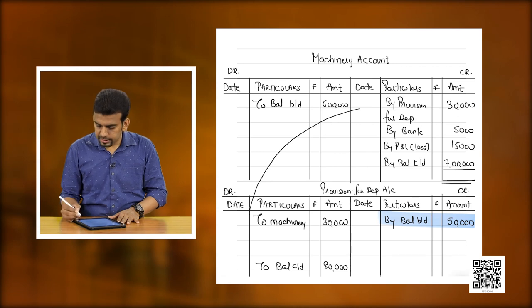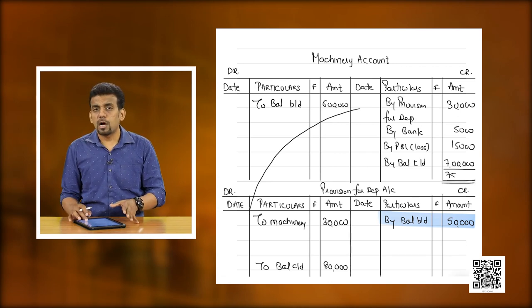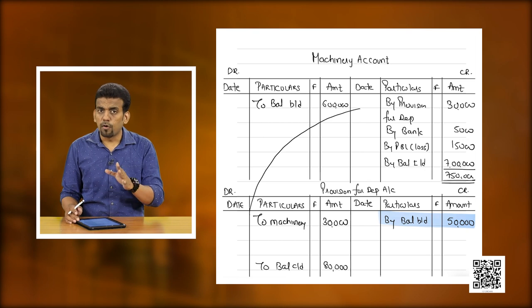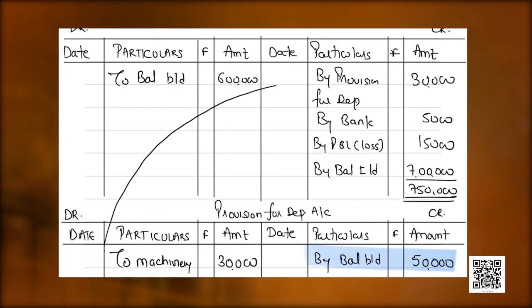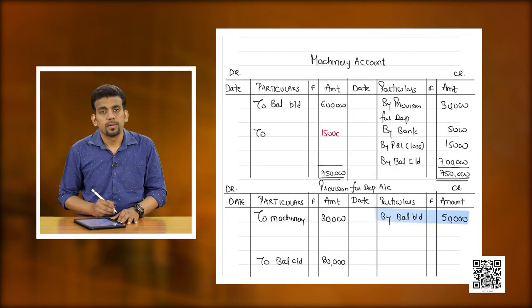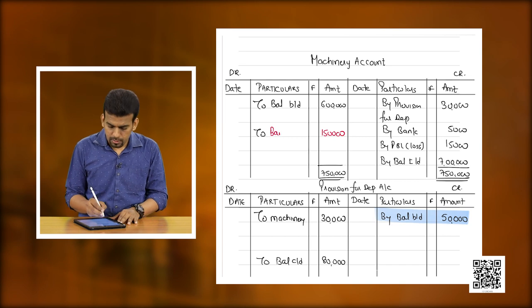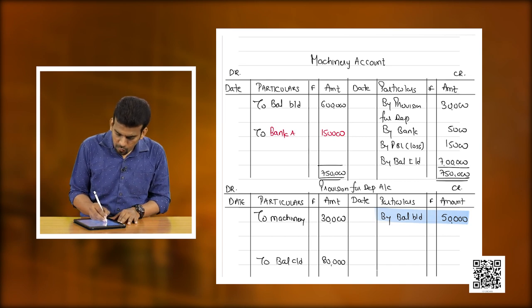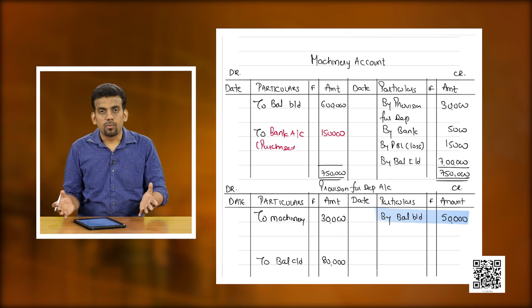And this is how we make machine account. Here you can see the total of machine account is 7,50,000 on the credit side. The same total is to be placed on the debit side. Now we have a balancing figure, 1,50,000, and do you know what is that? This is what you have purchased during the year, and that is why we made this account. 7,50,000 total of both the sides.